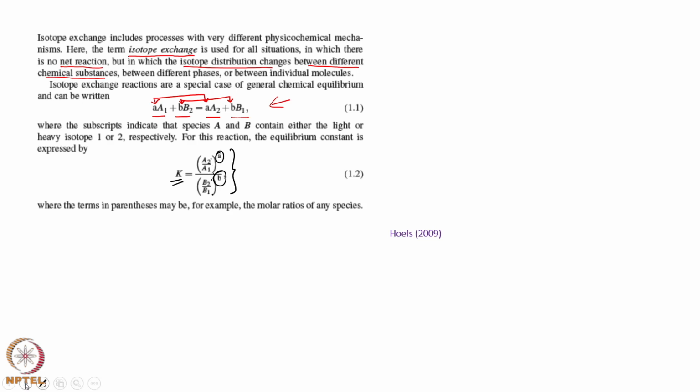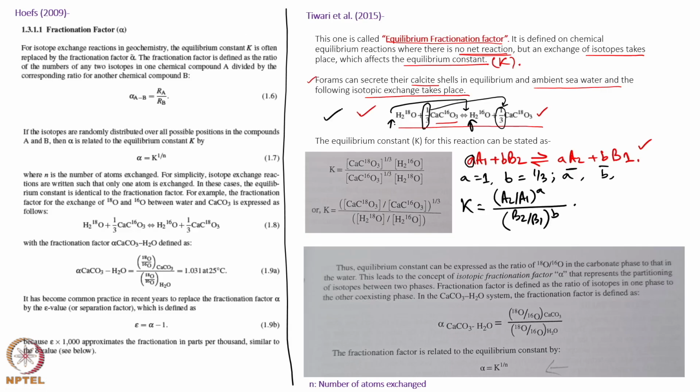Let me write down here in the next page. So, if I do that for this equation, K equal to CaC18O3 to the power 1/3 H2 16O divided by CaC16O3 to the power 1/3 H2 18O. These superscripts a and b can be remembered. This a was associated with A1 and A2, and this small b was associated with B1 and B2. If we look at this reaction, small a was associated with A2, small a was associated with A1, small b was associated with B2, small b was associated with B1. So, in this way it has been written.